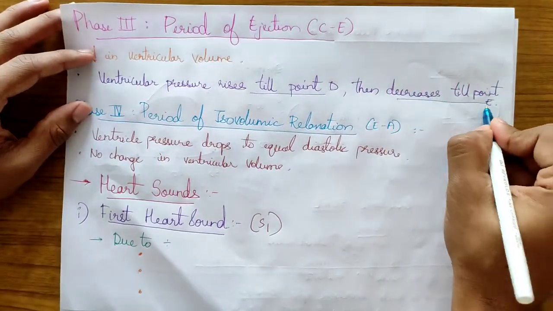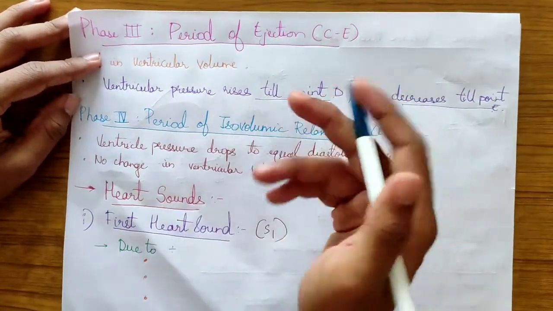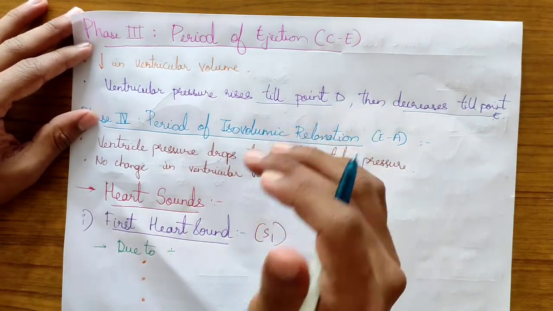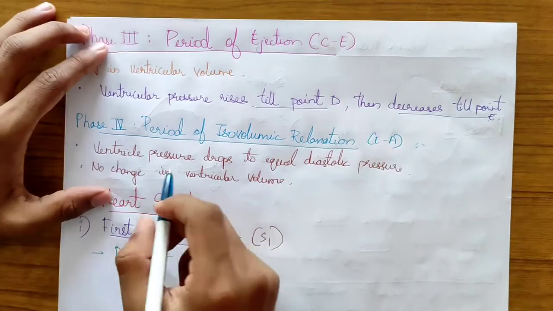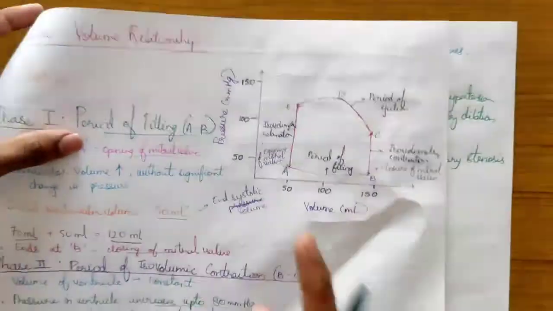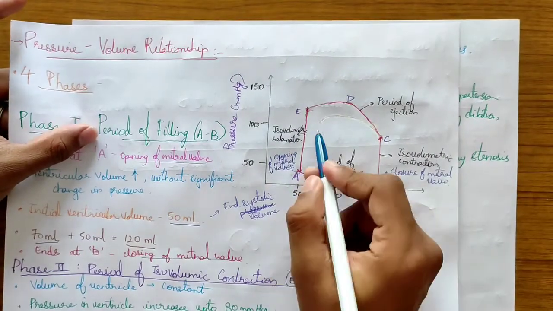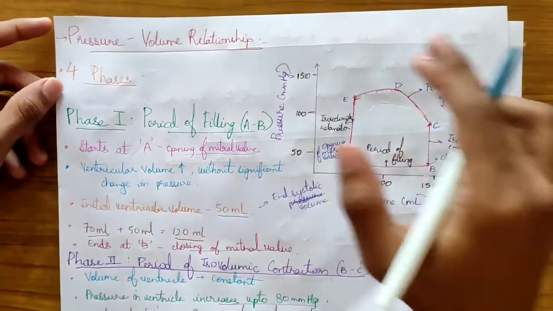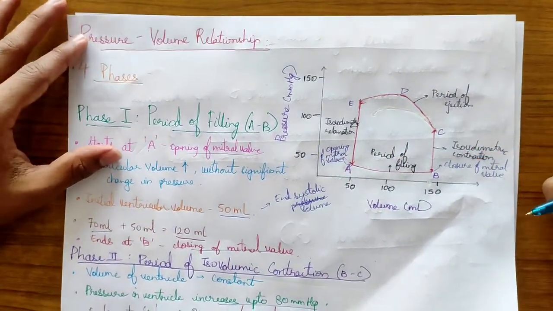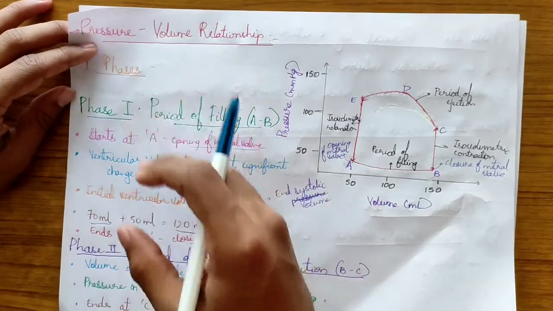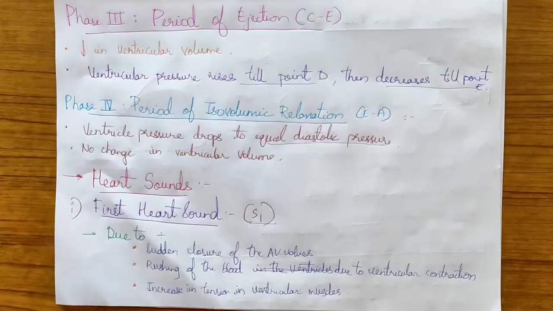After coming to point E, phase 4 starts, that is the period of isovolumic relaxation. In this also the volume will be constant. The ventricular pressure drops to equal the diastolic pressure and it reaches point A. So this is the main graph. You should draw this graph in the examination if this question is asked, and mention these points according to the phases. Now let's talk about the heart sounds.